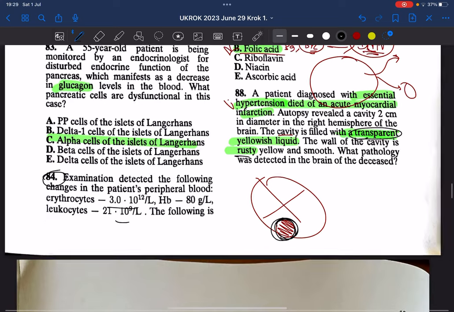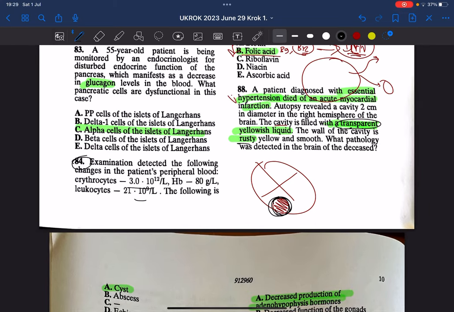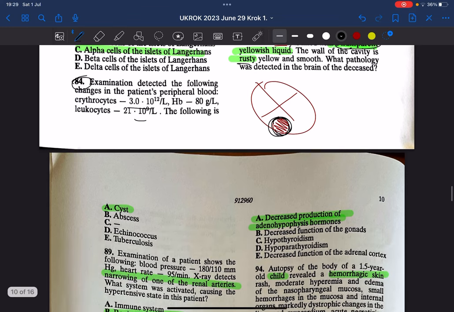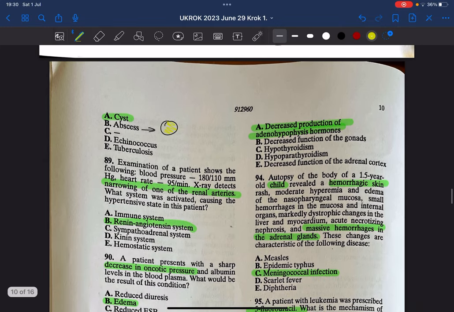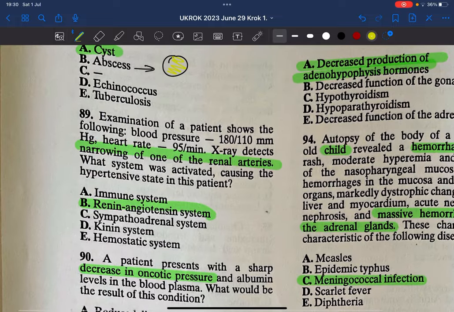This is a description of a cyst. A cyst is a cavity with transparent fluid inside it, and it happens after ischemic necrosis, so after myocardial infarction or after a stroke in the brain. An abscess, on the other hand, is a cavity with yellowish purulent fluid inside it, and the walls will be a different color, and it happens because of a bacterial infection, not because of ischemic necrosis.